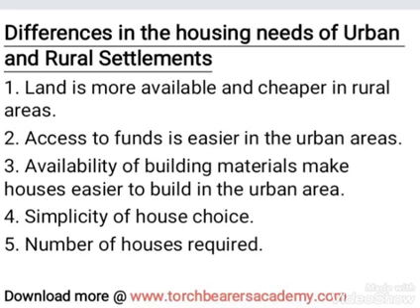Number 2, access to funds, that is, money, is easier in the urban areas compared to the rural areas. 3, availability of building materials make houses easier to build in the urban areas compared to the rural areas. Number 4, simplicity of house choice. Number 5, number of house required.